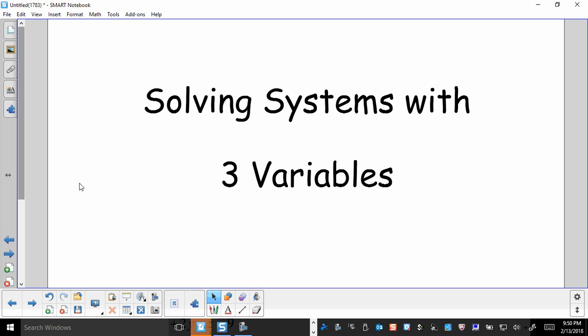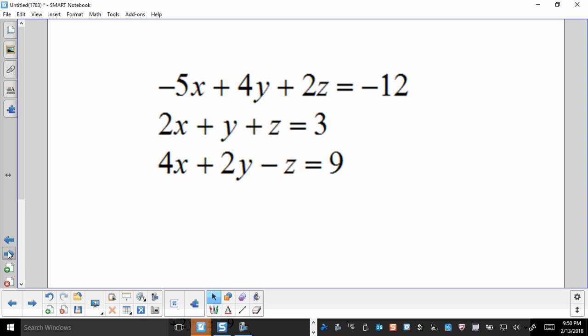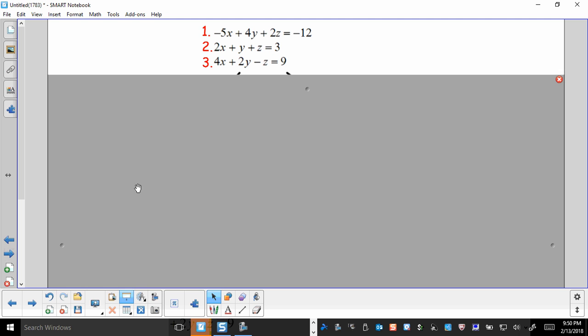Today we'll be solving systems with 3 variables. Here's a system with 3 variables, x, y, and z. We need 3 equations to solve for 3 variables. So we're going to start with an overview, then we're going to do it, and then we're going to have a recap. So just watch.